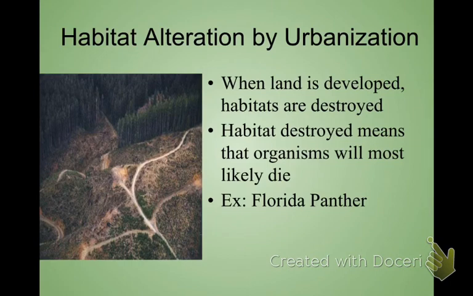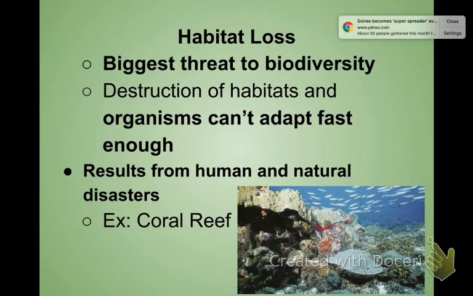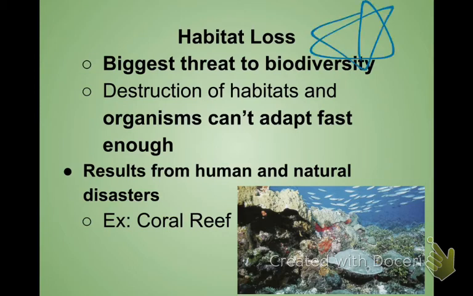So when we do urbanization, which is building up cities, we tend to alter the habitat a lot. We cut down trees and things like that, and that's what is habitat loss, and that can cause a lot of organisms to die, which makes biodiversity go down. So habitat loss is the biggest threat to biodiversity. I'm going to make sure we put a big star there because that's the most important thing to know from here. Habitat loss is the biggest threat to biodiversity.